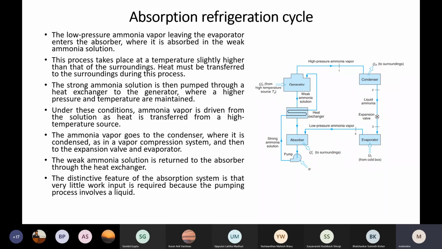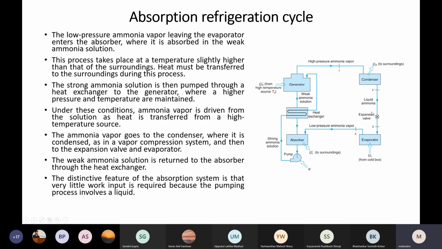Meaning cooling whatever space you have designed. The same thing is happening over here. Like the vapor compression system, here also we have the condenser and the evaporator. This is your cold box, suppose. That's what is mentioned here. And in between, obviously, you have seen the expansion valve.